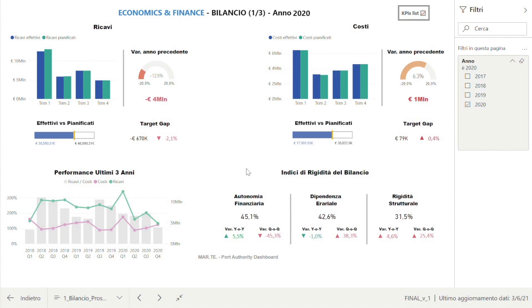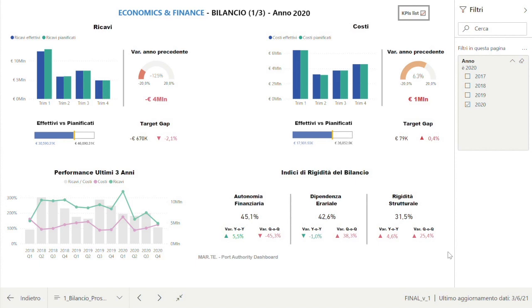Finally, let's focus on the key performance indicator on the bottom right, which shows the main indexes of balance sheet rigidity. The financial autonomy is the first index of balance sheet rigidity, and it shows the ratio of our revenues to current revenues. The fiscal dependence shows the ratio of tax revenues to current revenues, and the structural rigidity shows the ratio of personnel expenses to current revenues.